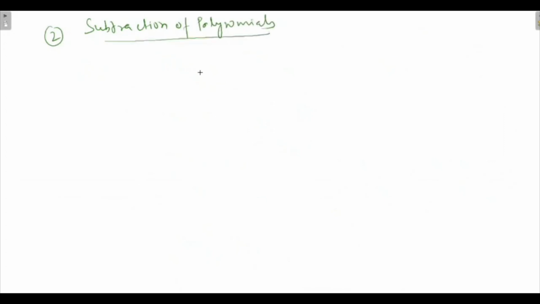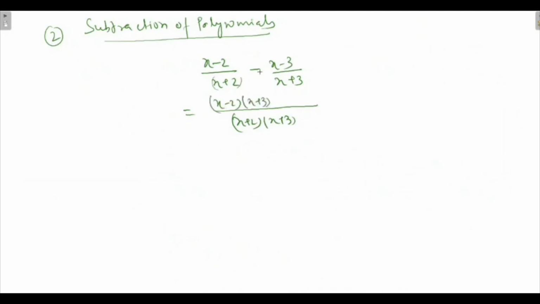So if you have got, say, x minus 2 divided by x plus 2 minus x minus 3 divided by x plus 3, then what you will be doing? You will be taking LCM as x plus 2 into x plus 3. Then you will divide it by x plus 2, you will be left with x plus 3. Then you will multiply x minus 2 into x plus 3. Now there is minus, so you will just put a minus over here. Then you divide x plus 2 into x plus 3 by x plus 3, you will be left with x plus 2.